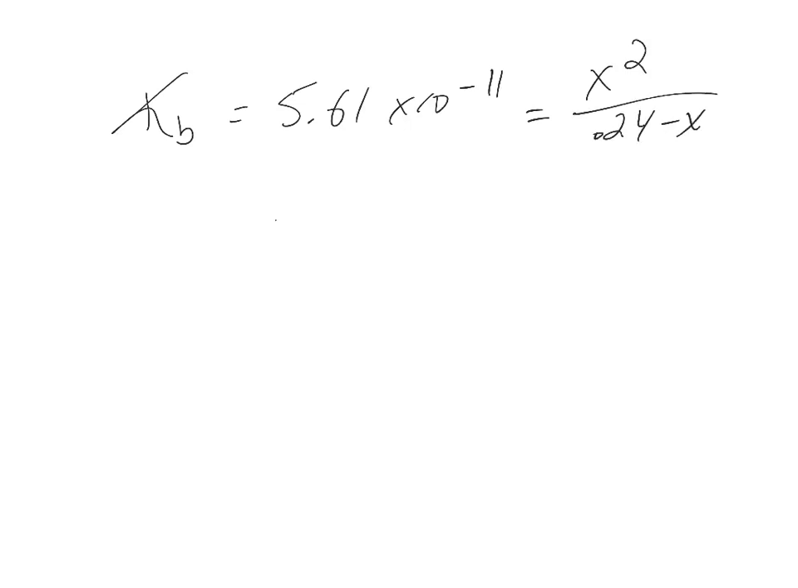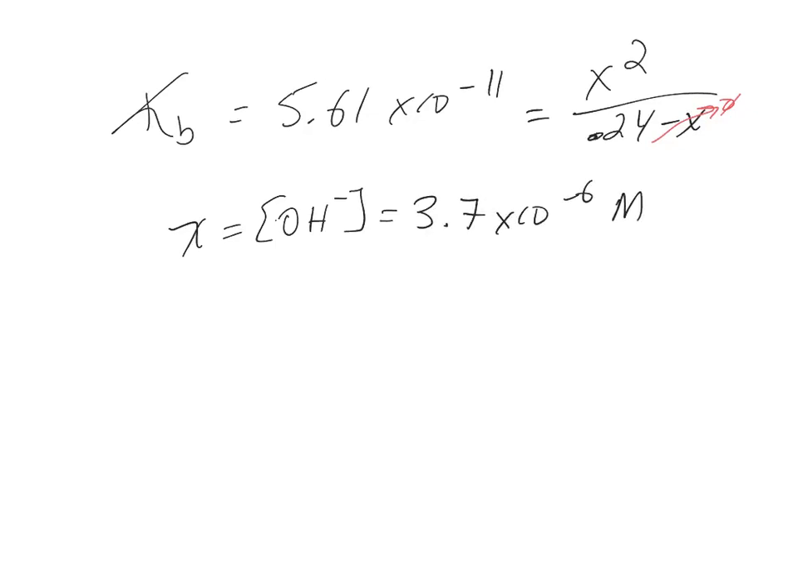We have Kb, which is 5.61 times 10 to the minus 11, equal to x squared over 0.24 minus x. We know that our K is small, therefore we can set this bottom x equal to 0. We're going to get that x, and the key on our pH questions is that x here is equal to the hydroxide. And when we finish this, we're going to get that x is equal to 3.7 times 10 to the minus 6 molar. We're going to get pOH first.